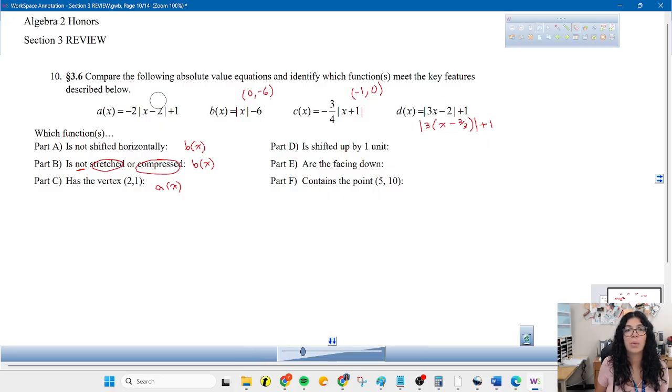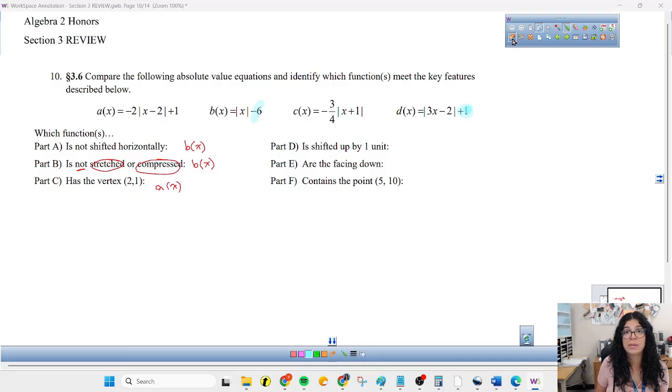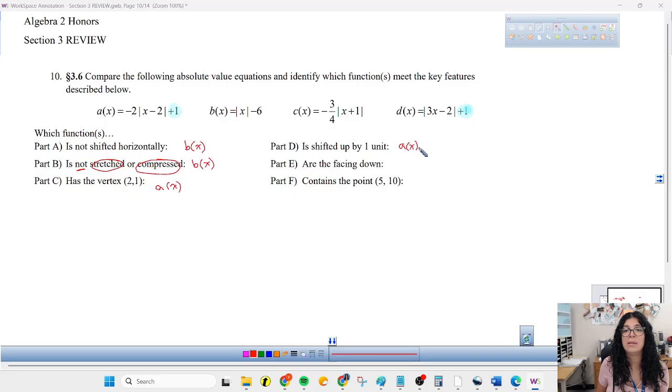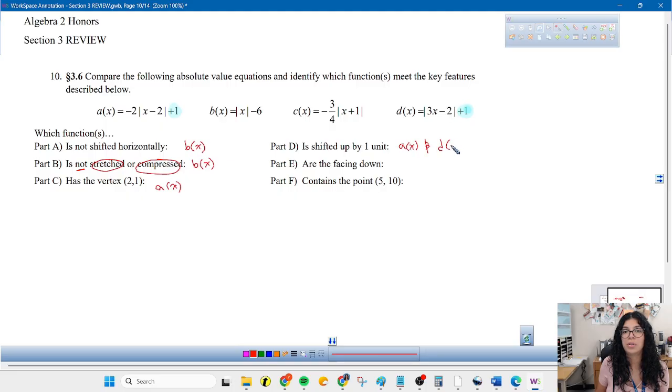Okay, next, the graph that is shifted up by 1 unit. Well, shifting up would be on the outside, adding 1. So that's a shift up 1. This would actually be a horizontal shift to the left, so that's not a shift up 1. And this is actually a shift down 6 for b of x. And a of x has that +1 on the outside as well. So there are two that have a shift up 1: a of x and d of x both are shifting up 1.